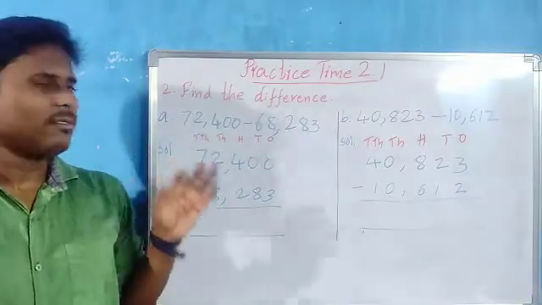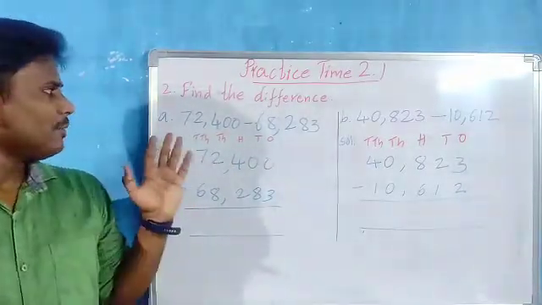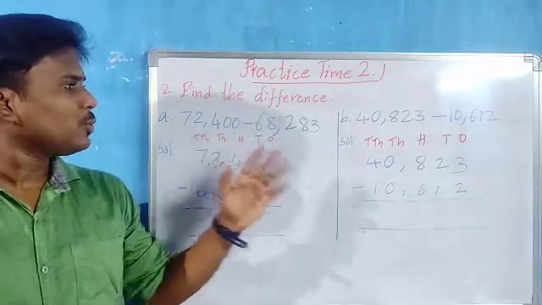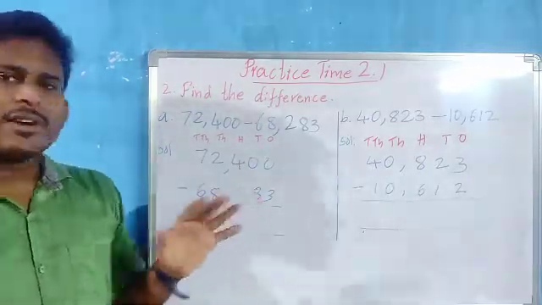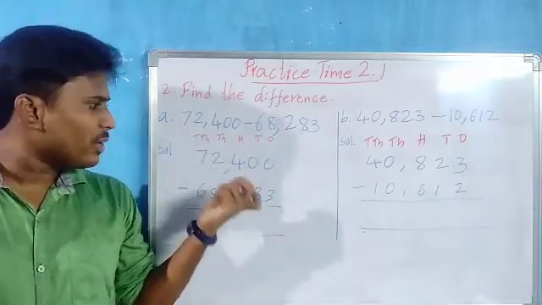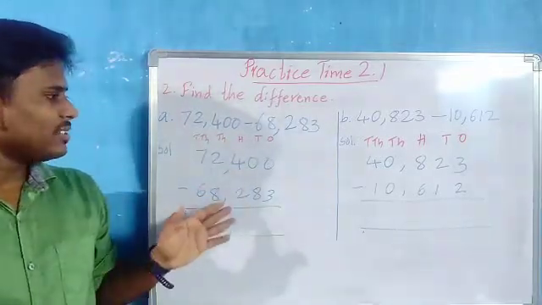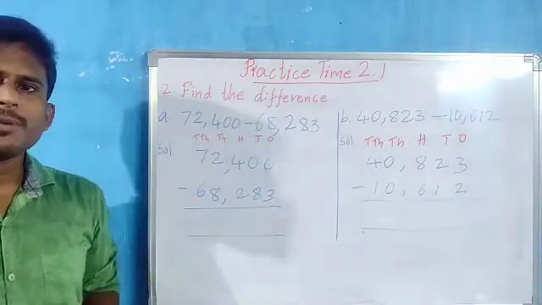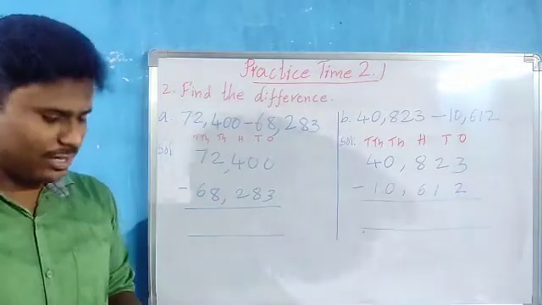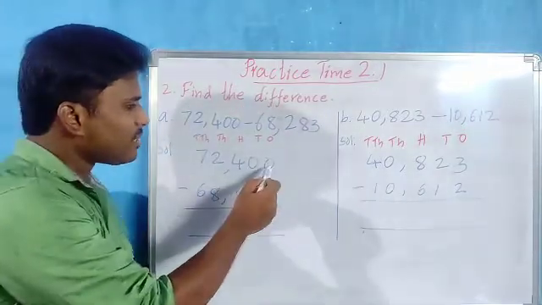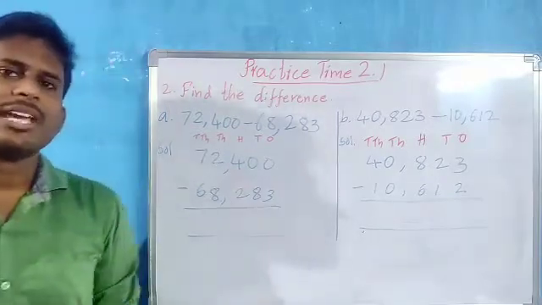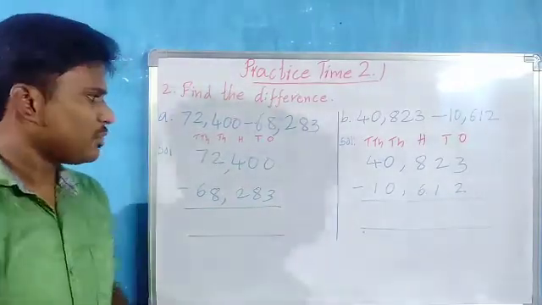Practice time 2.1. Find the difference. Question: 72,400 minus 68,283. So first of all, we have to arrange in this way, children. See, the given minuend and subtrahend, we have to arrange in this way. And we have to subtract starting from the right hand side and go on to the left hand side, children. So in the ones place, in the minuend we have 0, children. 0 ones minus 3 ones. Can we subtract, children? It's not possible.